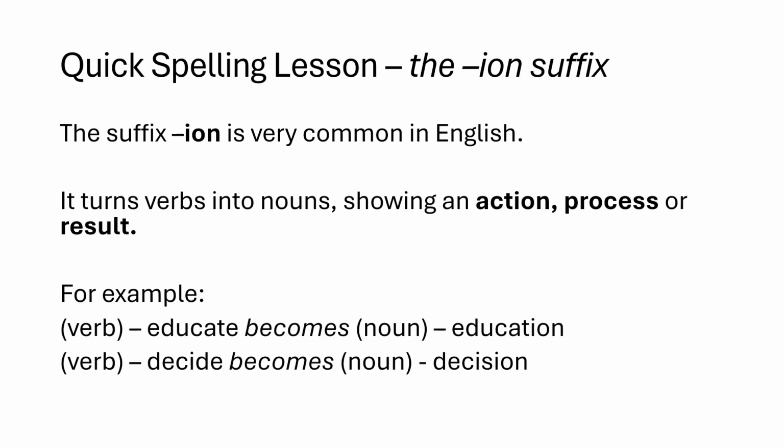The suffix ION is very common in English. It turns verbs into nouns, showing an action, process, or result. Here are some examples. The verb educate becomes the noun education when the ION suffix is added. The verb decide becomes the noun decision when the ION suffix is added.